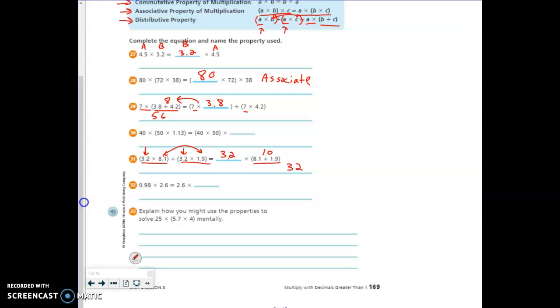And again, we're not as concerned about you understanding the verbiage, the terminology, the associative, the commutative, or the distributive, but it's more about understanding how to manipulate these numbers to solve these problems a little easier. All right? So that's where I'm going to leave off with this video, guys.